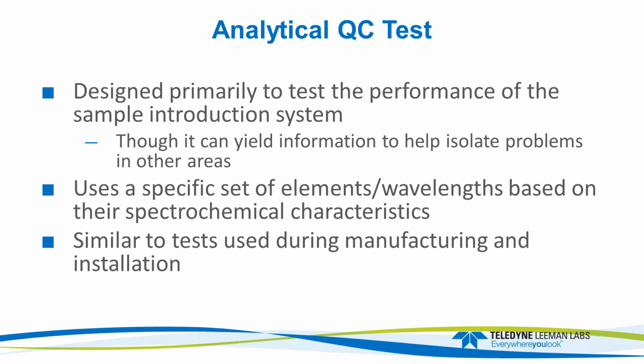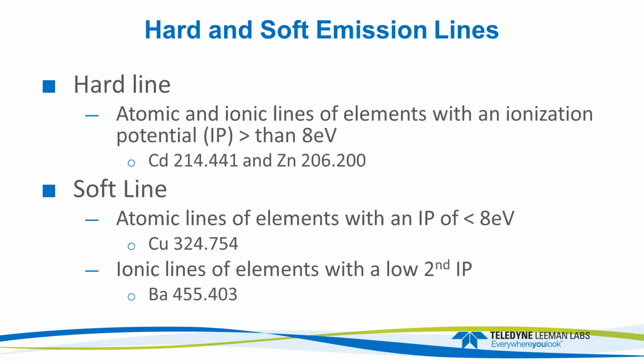Okay. Now the basis for this analytical QC test is rooted in, if you have some experience with ICP, we understand that emission lines can be categorized as hard or soft lines. And just for the definition, a hard line is an atomic or ionic line that has an ionization potential of greater than 8 electron volts. In this case, for the purposes of this test, the cadmium line and the zinc line are hard lines. Soft lines are atomic lines with less than 8 electron volts.